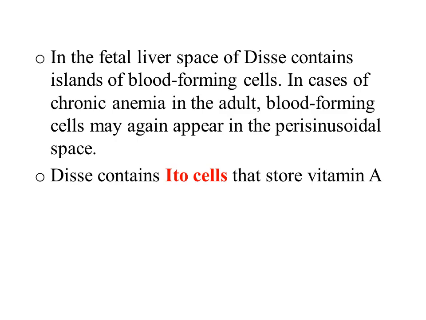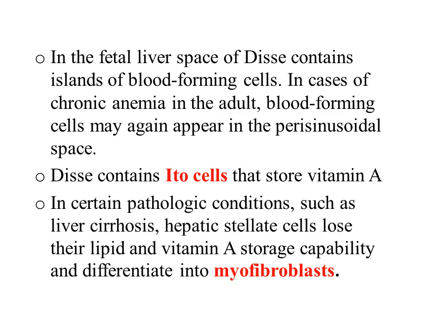It also contains cells that store vitamin A. In certain pathological conditions such as liver cirrhosis, hepatic stellate cells lose their lipid and vitamin A storage capacity and differentiate into myofibroblasts. That differentiation will lead to cirrhosis. That's the pathology of cirrhosis.